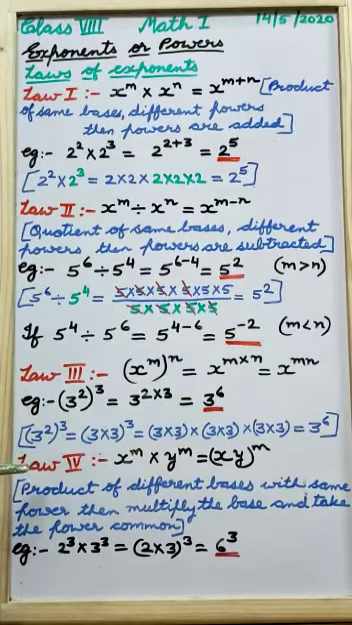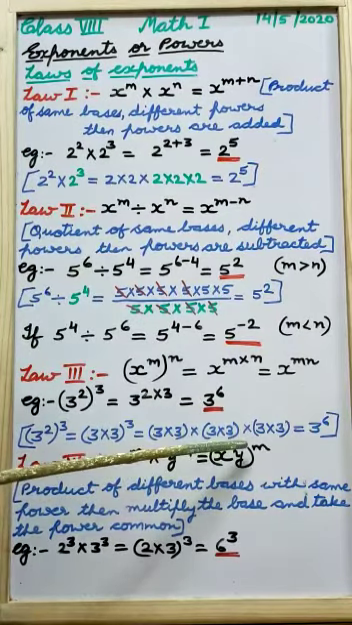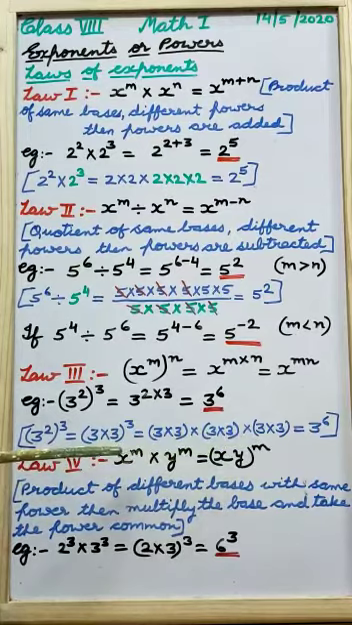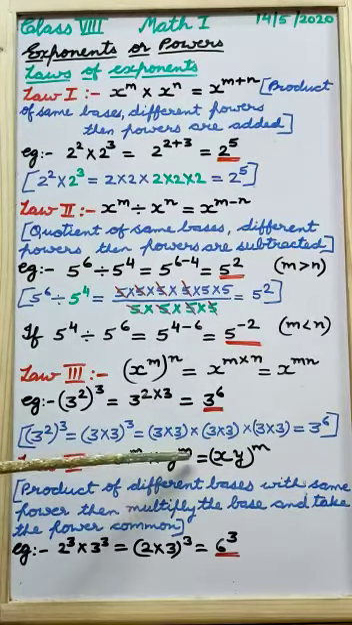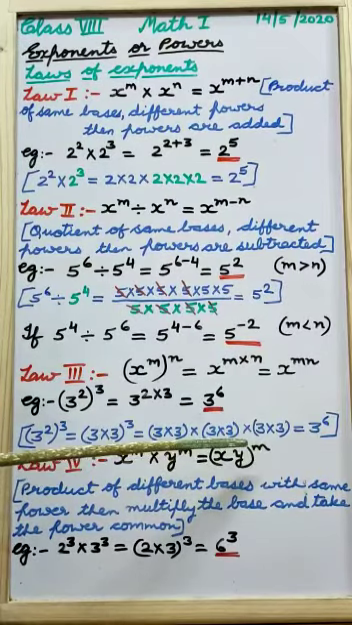Now fourth law is saying, if base is different and powers are same, then we will multiply the base and we will keep the power as common. Like x raised to power m is multiplied by y raised to power m, then answer will be x into y whole raised to power m.